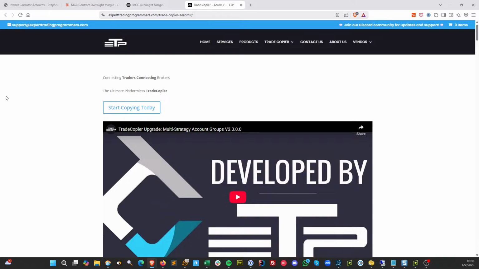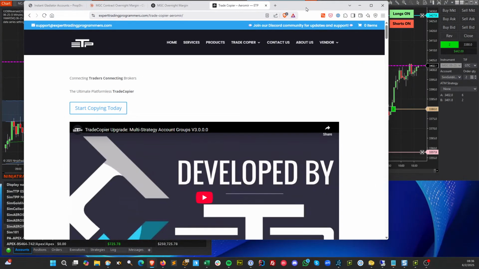But it's a good trade copier. And again, it's the only one I've seen that lets you connect to multiple Rhythmic accounts at the same time. So that's a pretty good bonus there.